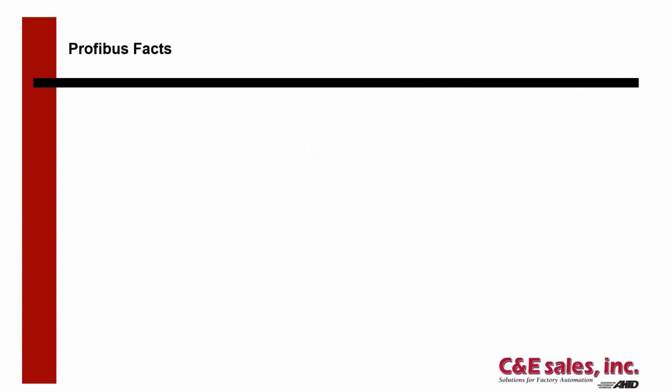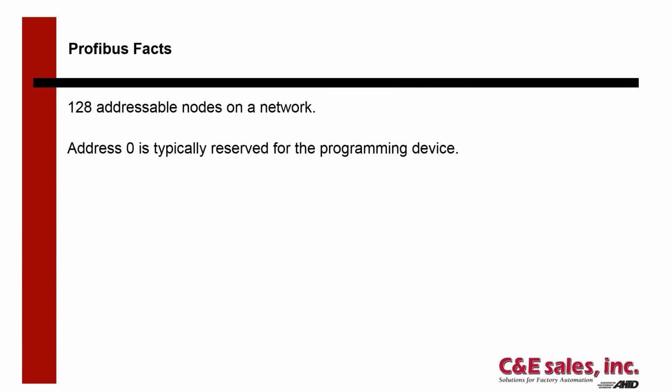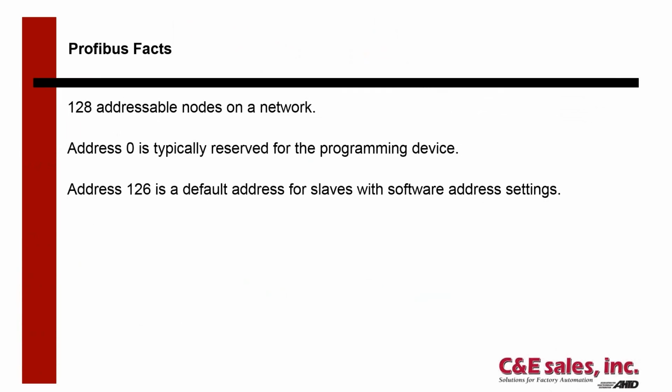So some Profibus facts. You can have 128 addressable nodes on a network. Address 0 is typically reserved for your programming device. So even when you put your laptop on the network, it has to have a Profibus address as well, and that's usually 0. Address 126 is the default address for slaves with software address settings. These are devices that don't have the physical dip switches or dials to set the bus address. There is a third-party software you would use to configure those, and the default address is 126.